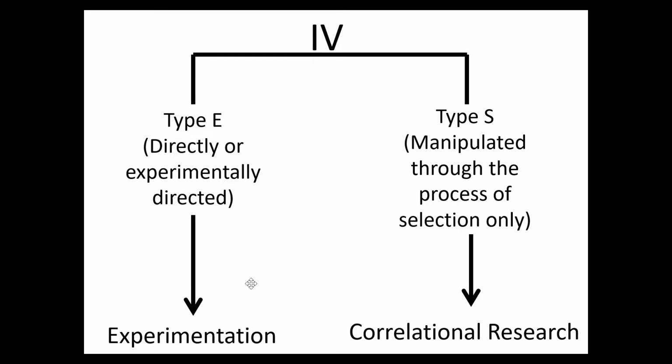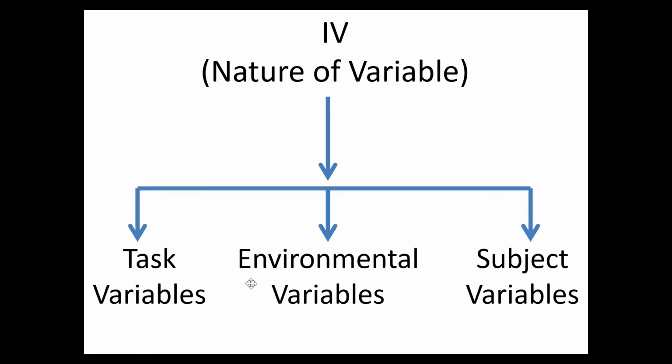So these types of independent variables are known as type S variables, which are not directly manipulated by the experimenter, but which can only be manipulated through the process of selection only. So the researches which are done on the basis of type E variables are known as experimentation, and the researches which are based upon type S variables are known as correlational researches.